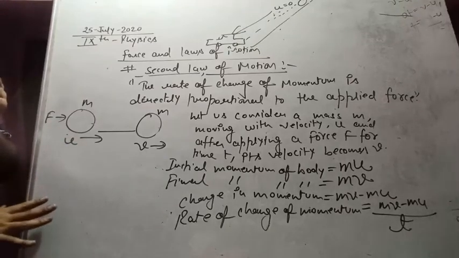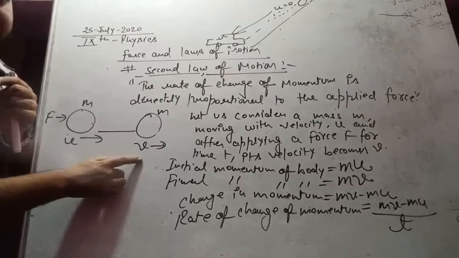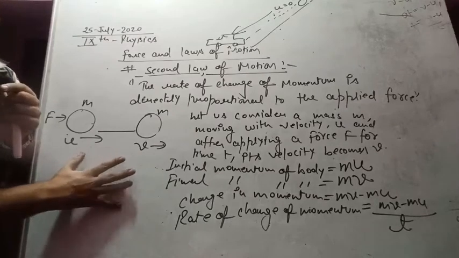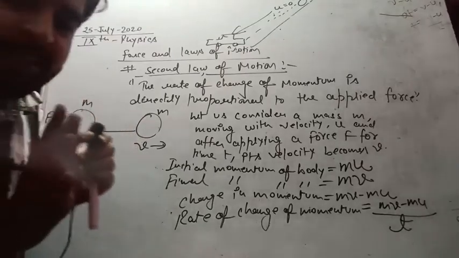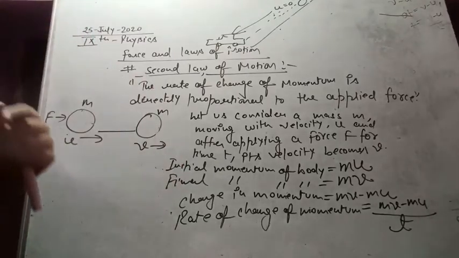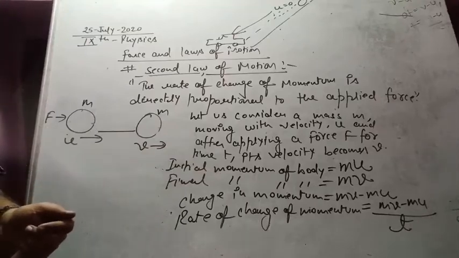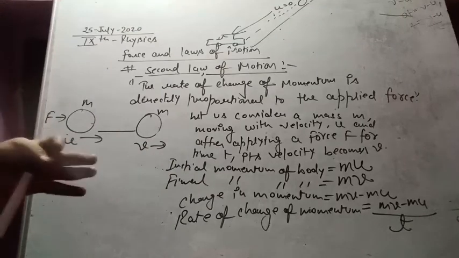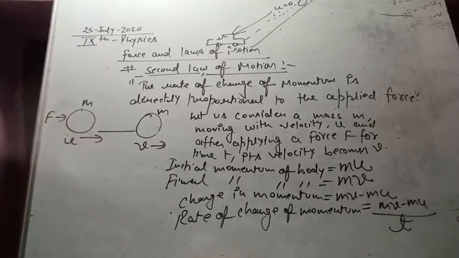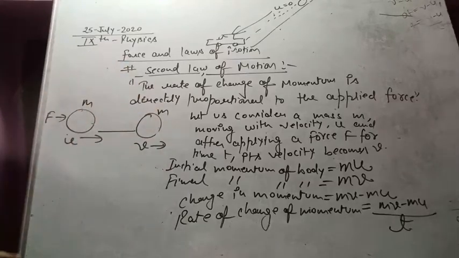Suppose a small child is trying to push a car, to pull a car. What will happen? He can create a very small change in momentum. He will apply a very small force. So the car will move with little velocity. So there is little change in momentum, because momentum is mass into velocity. And suppose a very tall boy, a strong Punjabi, is applying a force. What will happen? He can apply a much greater force and he can create a much greater change in momentum.